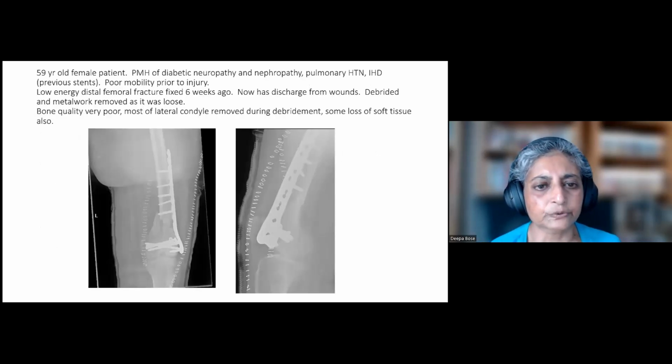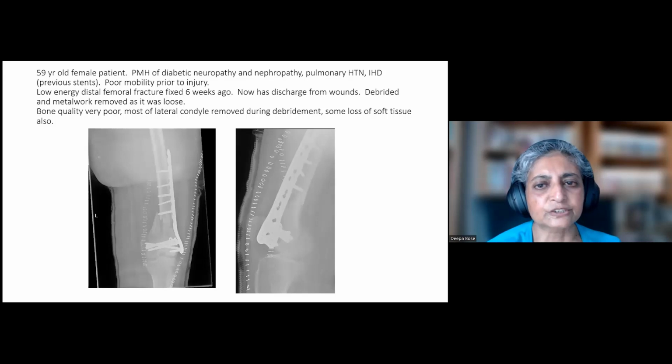Okay, so we'll move on to our final question. And now this is a 59-year-old female patient. She has multiple comorbidities. She has diabetic neuropathy and nephropathy. She has pulmonary hypertension, ischemic heart disease, previous stents, and her mobility is normally poor prior to her injury. So she had a low energy fall resulting in a distal femoral fracture, which was fixed as you see.